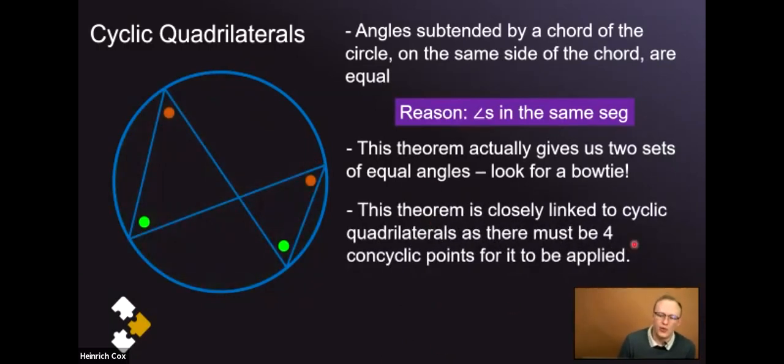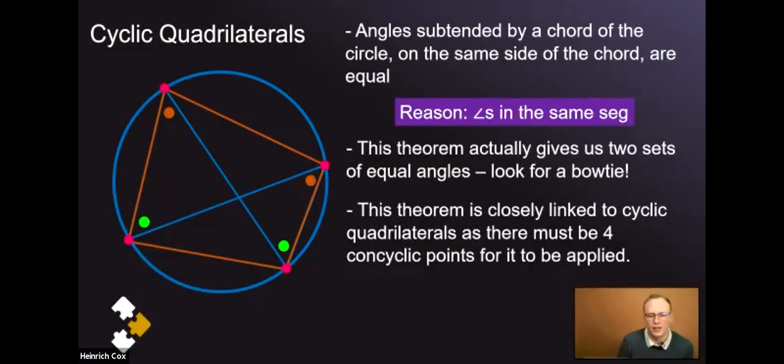Now, this theorem is closely linked to cyclic quadrilaterals, right? As there must be 4 concyclic points for it to be applied. So have a look, we've got to have the 4 concyclic points, right? But that's not actually a cyclic quadrilateral because those 4 points aren't joined like a quadrilateral, but you can see that it's closely linked to it because as soon as we join those points, we actually do have a cyclic quadrilateral.